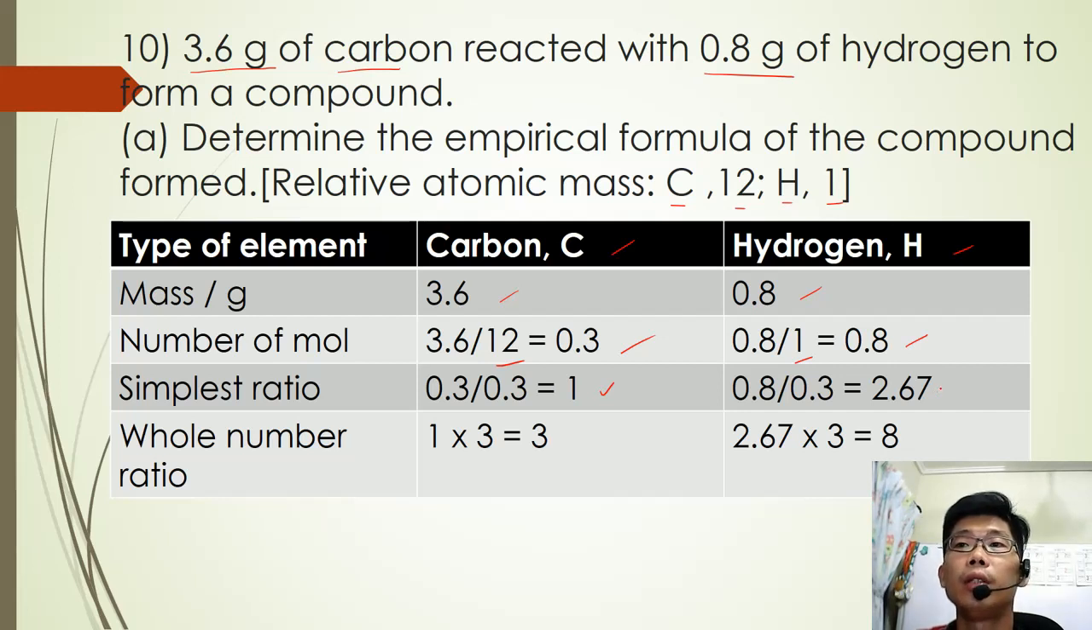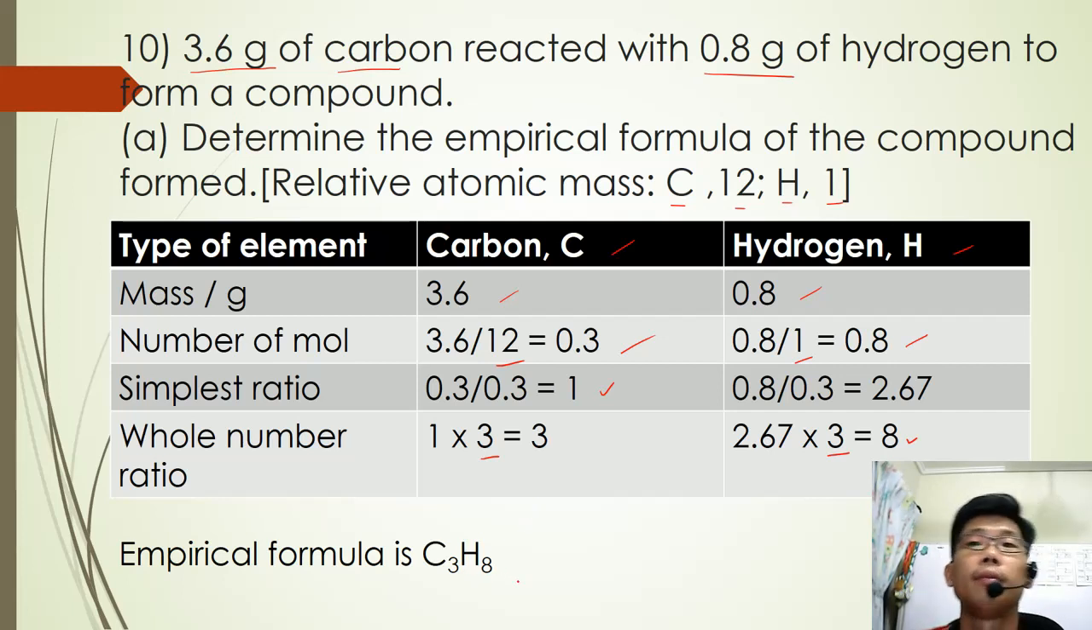Bear in mind you cannot simplify it to 3, so we remain it at 2.67. In order to get the whole number ratio, we can times 2.67 by 3, and you get 8. As the hydrogen is times 3, carbon also needs to be times 3. So it will be 3 and hydrogen is 8. From here we can find the empirical formula for the compound formed: C₃H8.